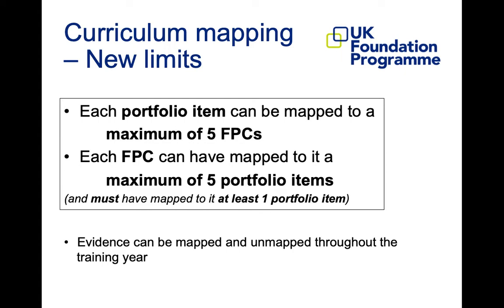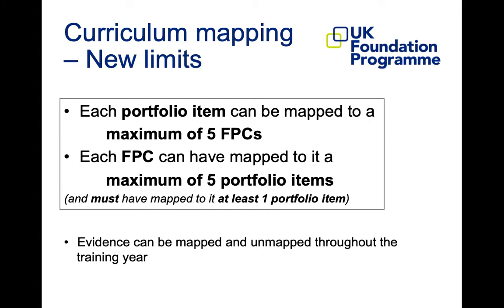In the 2019-2020 iteration of the ePortfolio, each portfolio item that the person has, whether it be a CBD or a reflection, can be mapped to only a maximum of 5 FPCs. So in the past we have seen trainees write a piece or attend something and then map it to multiple of the 20 FPCs. Now the limit is going to be 5. And each FPC can have mapped to it a maximum of 5 portfolio items.